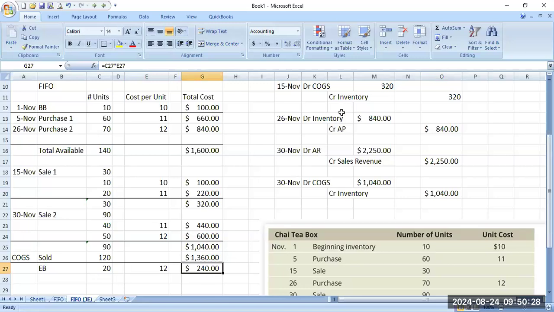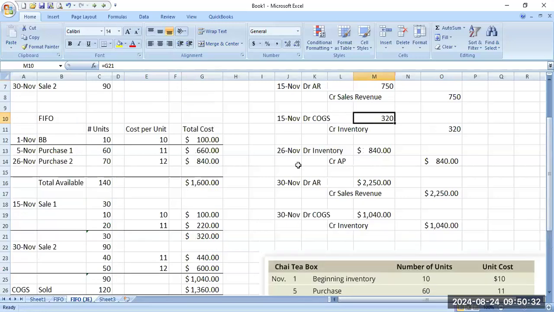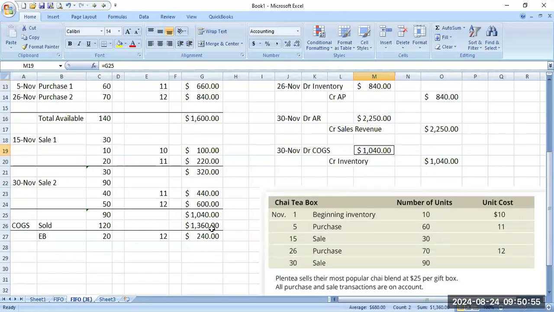Now the question is, do I have in cost of goods sold $320? Yes, I do, on the first sale. On the second sale, do I have $1,040 in cost of goods sold? Yes, I do. Do I have for the month total cost of goods sold of $1,360, which is exactly my cost of goods sold here?